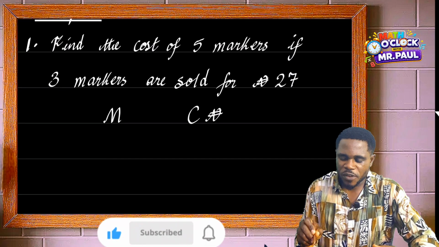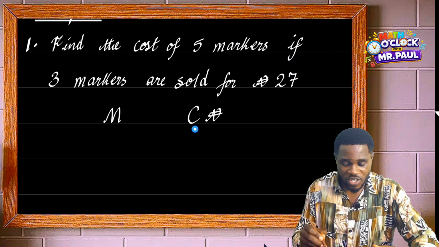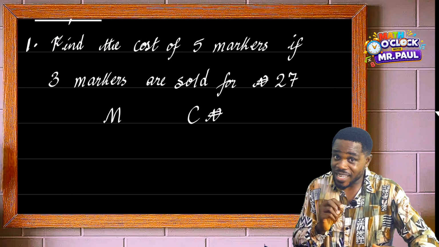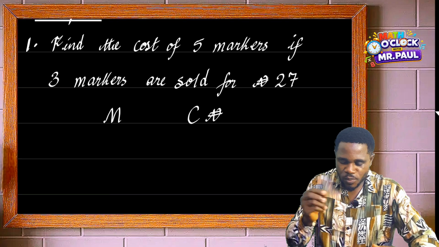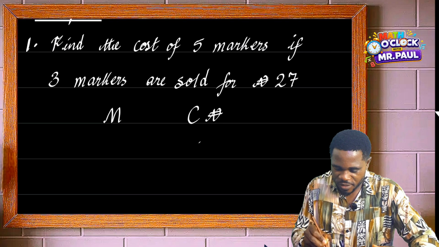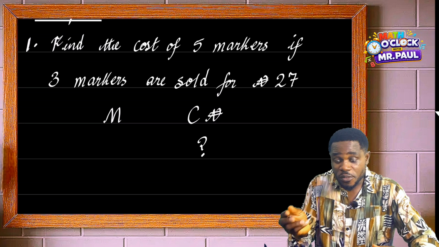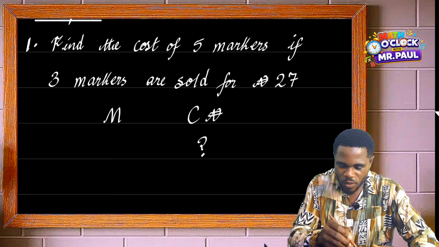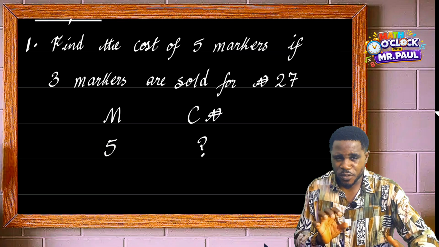Find the cost of 5 markers, meaning we are looking at cost here. Find the cost, meaning it is not there. That automatically is the main question you are asked. Since we don't have the cost, we have a question mark. Find the cost of what? 5 markers. So you come directly under markers and then write your 5. That's the first information given.